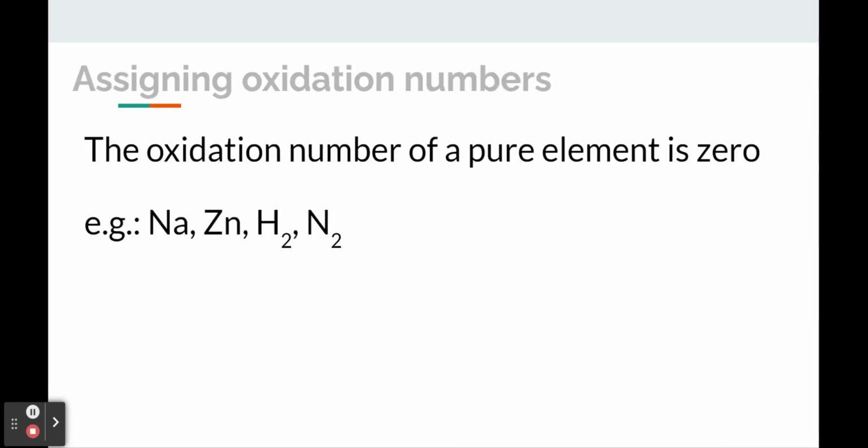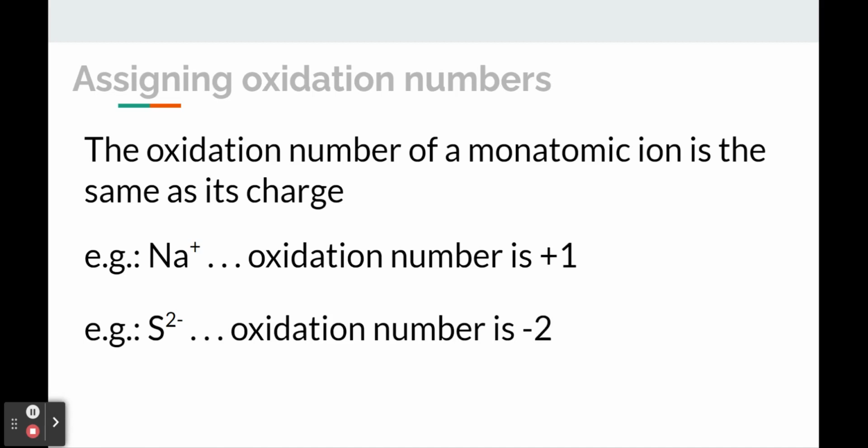So here are some rules for assigning oxidation number. One of them is the oxidation number of a pure element is 0. So sodium, oxidation number 0. Zinc, oxidation number 0. And even diatomic molecules of pure elements, oxidation number 0. So H2, oxidation number 0, and N2, oxidation number is also 0. The oxidation number of a monatomic ion is whatever its charge is. So a sodium 1+ ion, the oxidation number is +1.